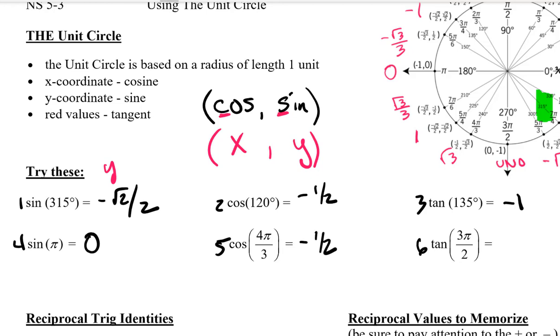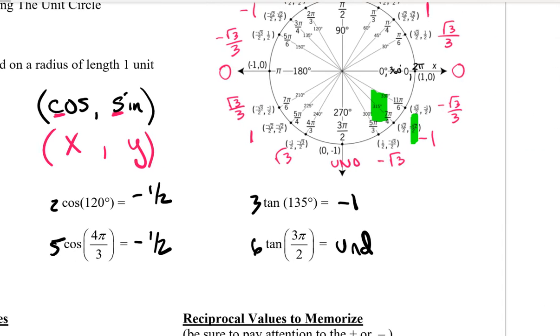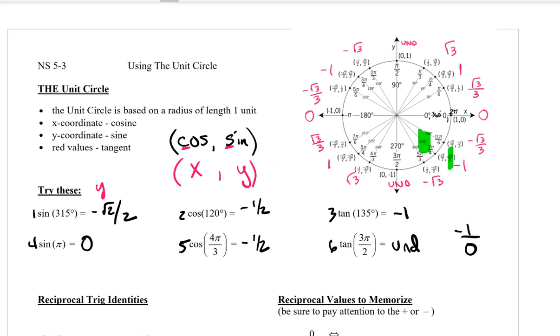And then lastly, we've got tangent of 3 pi over 2. The tangent of 3 pi over 2 is undefined. If you can remember the y-coordinate divided by the x-coordinate, we would have negative 1 over 0. Anything divided by 0 is undefined. There's one exception to that, and you'll learn about that later in another math class. But right now, negative 1 divided by 0 is undefined. So can't do that. Those are the first 6 examples.